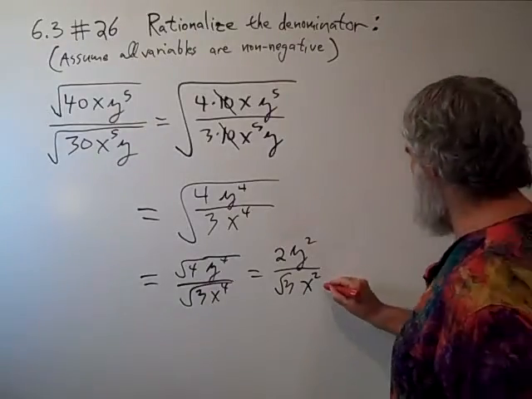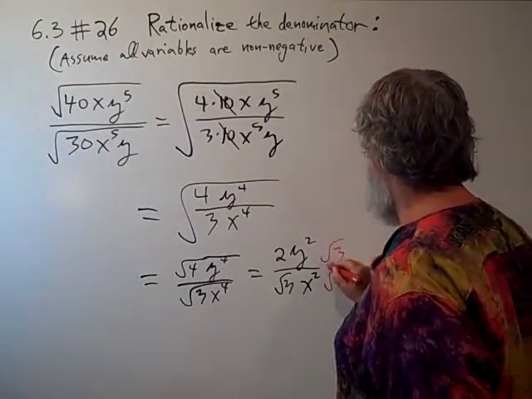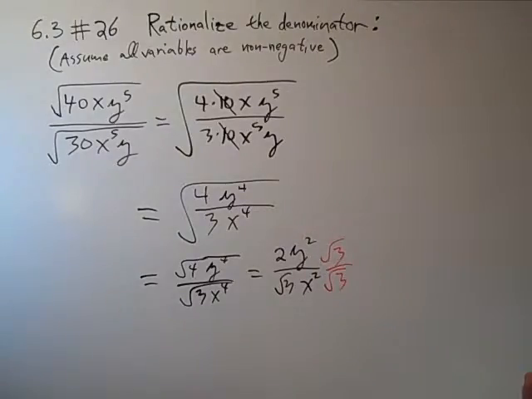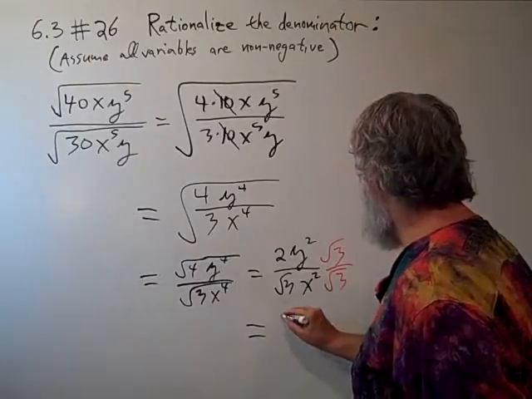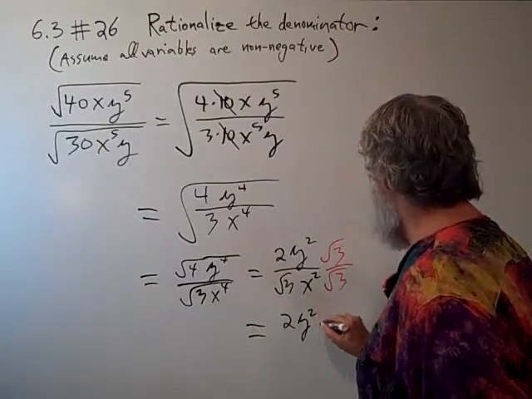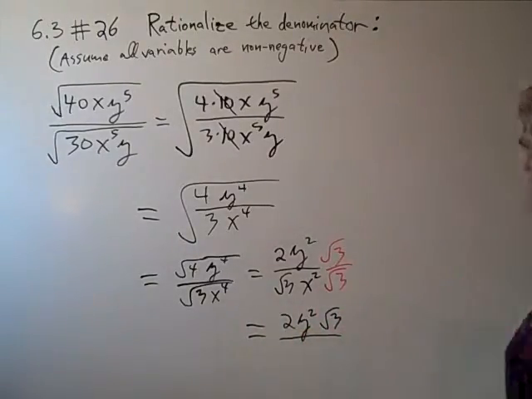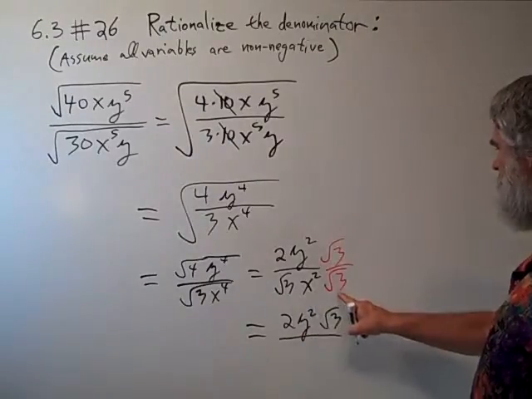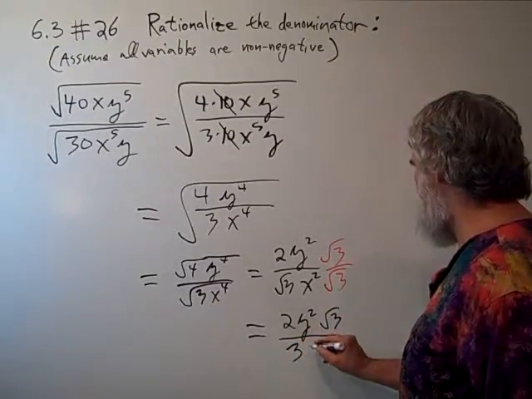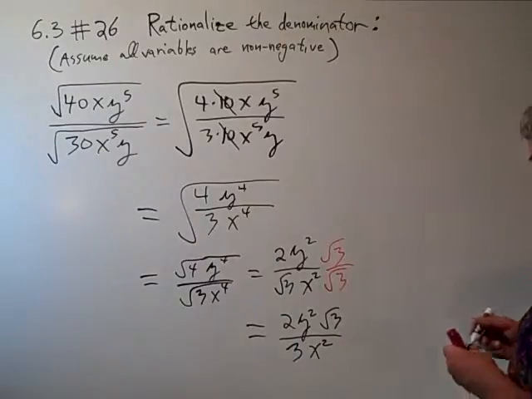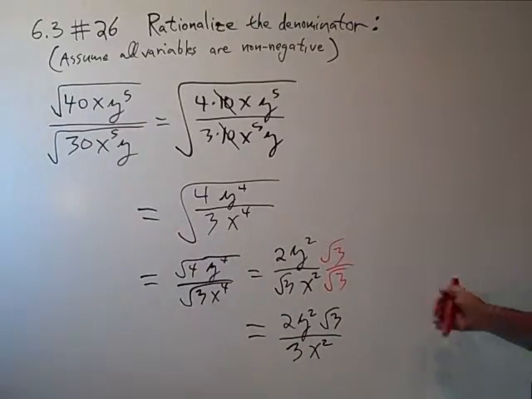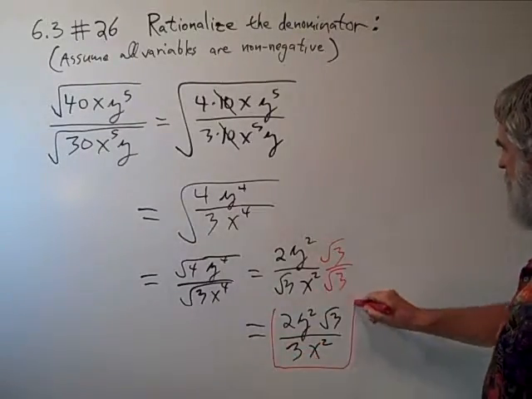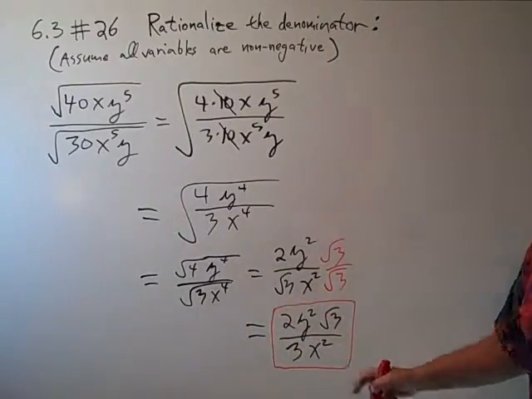So if I multiply the top and bottom by the square root of 3, the square root of 3 times the square root of 3 is just equal to 3. So in the numerator we end up with 2y squared radical 3, and in the denominator we end up with radical 3 times radical 3, which is 3x squared. So there we have eliminated the radicals from the denominator. We've rationalized the denominator.